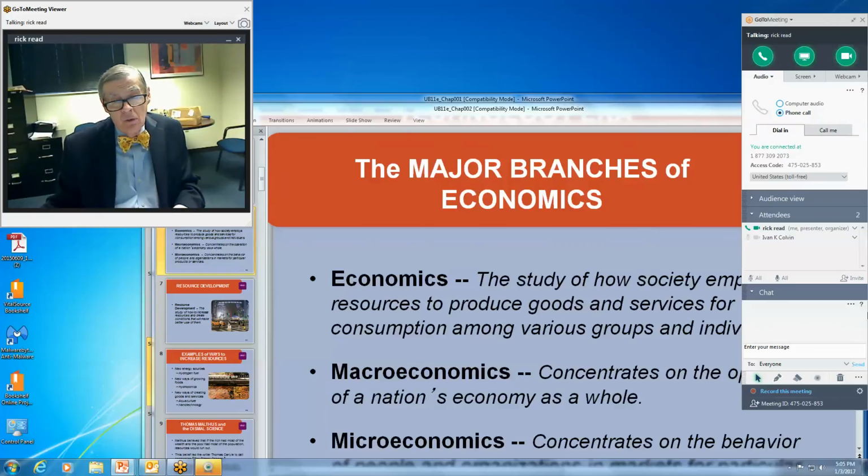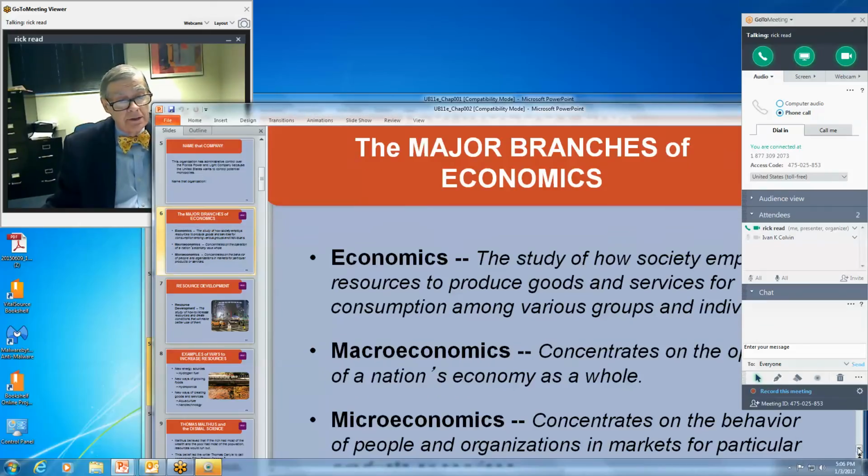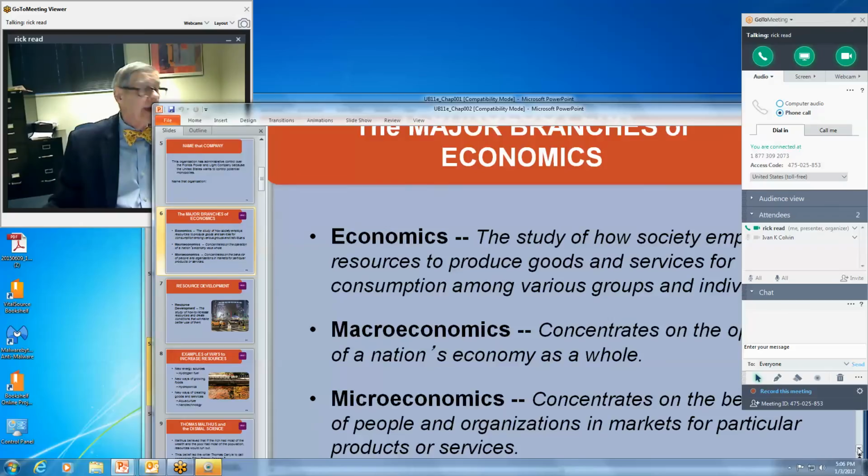One of the things I want you to remember about microeconomics, by the way, I hope that you would take at least macroeconomics before you leave Union.